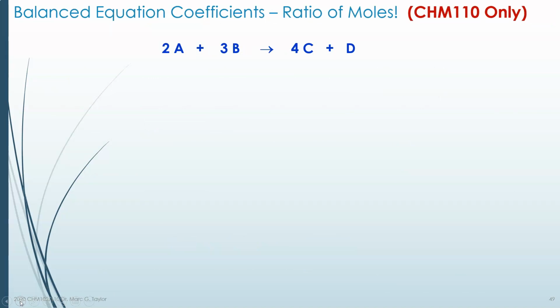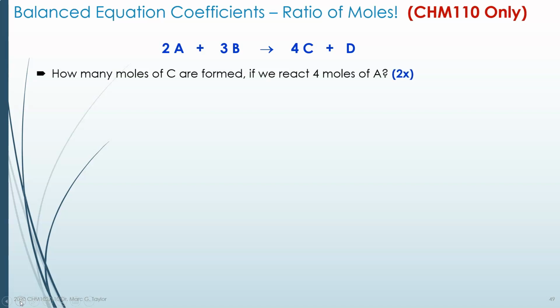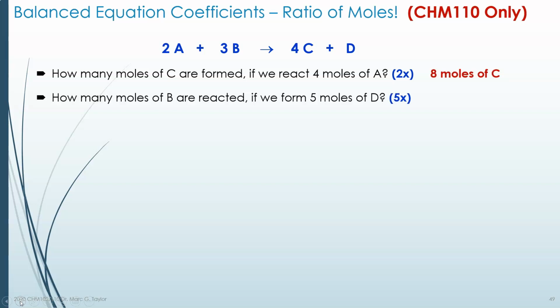So here's an example. Here we have a balanced equation with made-up substances. 2A plus 3B gives 4C plus 1D. So the question, how many moles of C are formed if we react 4 moles of A? Well, 4 moles of A is twice as much as the 2 moles of A, so we double everything. Well, we would have made 4 moles of C, so now we're going to make 8 moles of C.